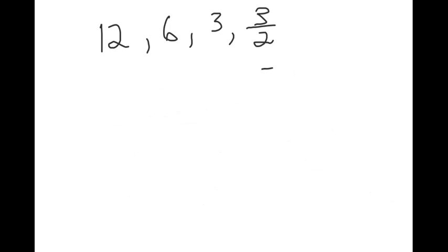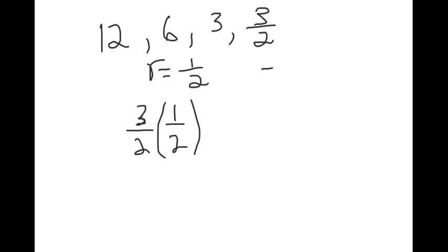Okay, so we've already decided that the common ratio is 1/2. We're multiplying each number by 1/2. So if the last number in the sequence is 3/2, to get the next one, we're going to take the 3/2 and multiply it by 1/2. Now, I think that was Kimanda that was answering.